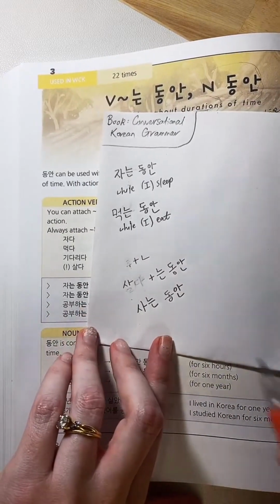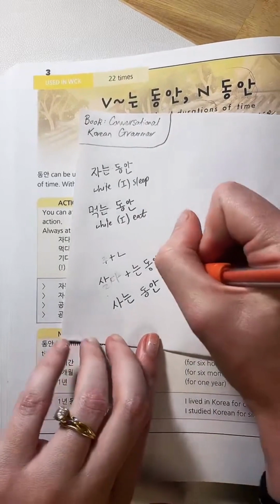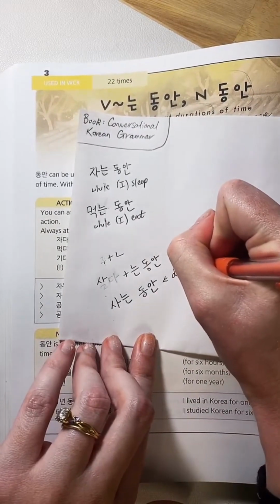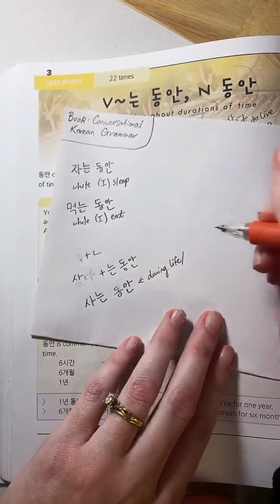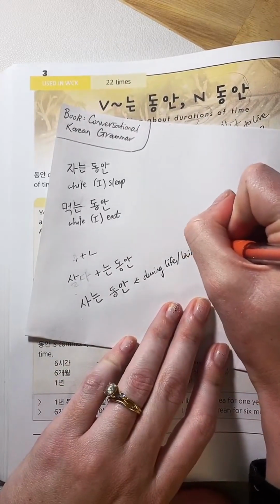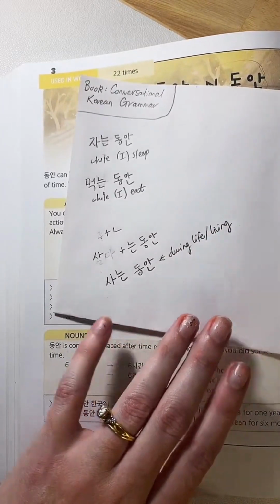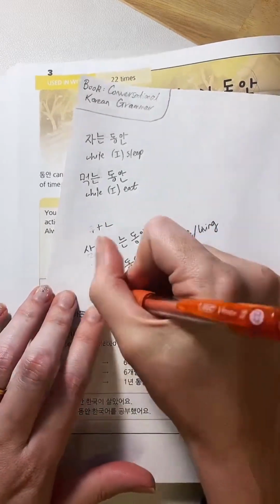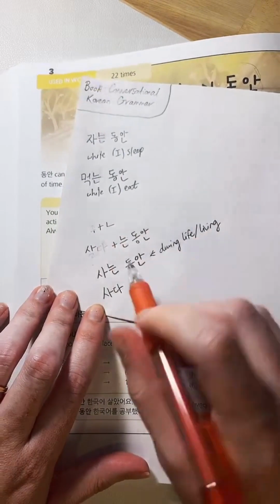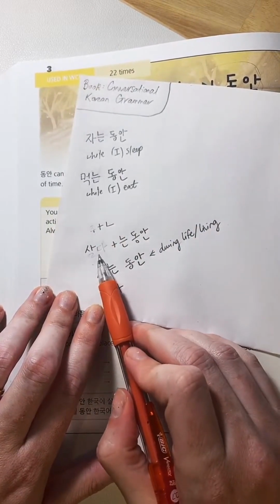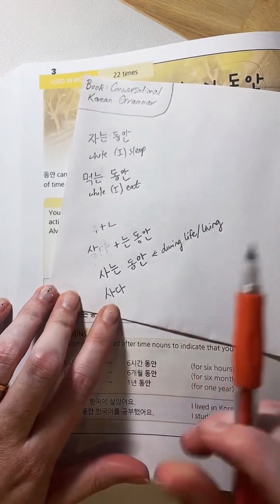Yes, it will be. 살는 동안 means during life or during living. But notice this is tricky, right? Because it means that there's another verb, 사다. 사다 also means to buy. 살다 means to live, but 사다 means to buy.